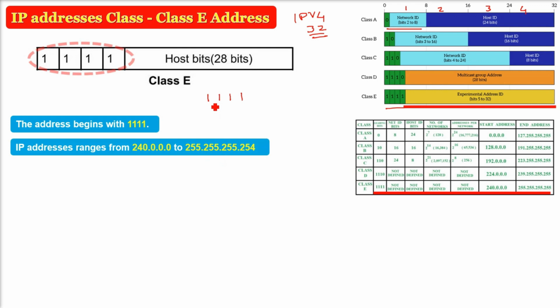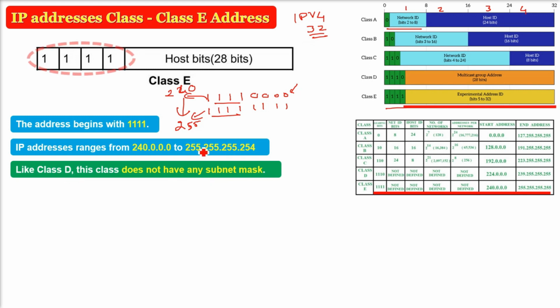When you fix 1111, what is the minimum? 11110000, with 1111 fixed. The maximum is 11111111. You cannot change the first 4 bits. What is the decimal value of these binary values? The first one is 240 and the last one is 255. So if the first octet is between 240 and 255, you can safely say this is a class E address.